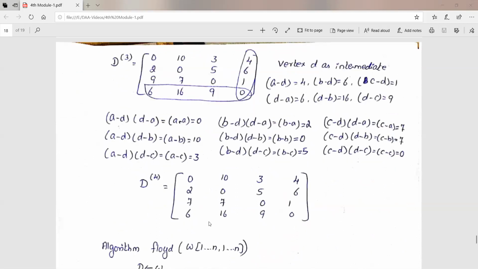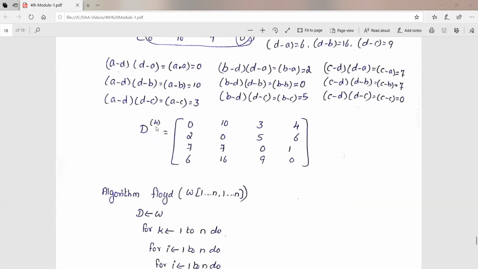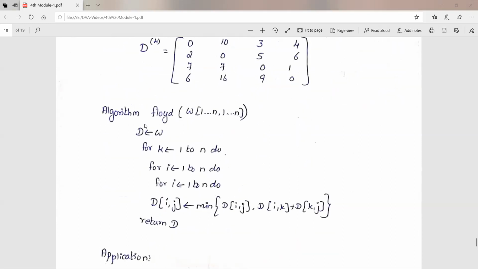So D of 4, so this is the D of n. So the D of n value will be the final matrix for the Floyd's algorithm. Okay, so now this is the algorithm for the Floyd's.